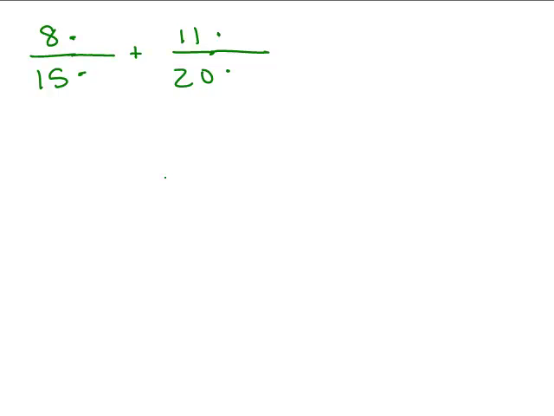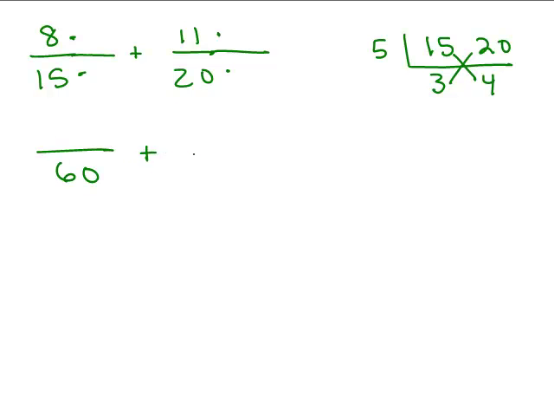So I need to get the least common denominator of 15 and 20. So let's see. 5 goes into both numbers. 5 goes into 15 3 times and into 20 4 times. So my least common denominator, 20 times 3 is 60, which is the same as 15 times 4. So 60 is my least common denominator. Okay, now what do I need to multiply 15 by to get 60? Just look over here. 15 times 4, see it's kitty corner.